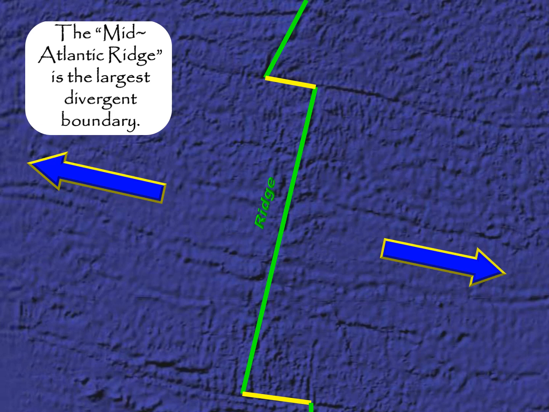So the Mid-Atlantic Ridge is the largest of the divergent boundaries on the surface of the Earth. It runs right from the top of the Atlantic all the way down near the bottom of the Atlantic. It's the longest divergent boundary. So if you need to picture one, that is the most famous one by far, the Mid-Atlantic Ridge.